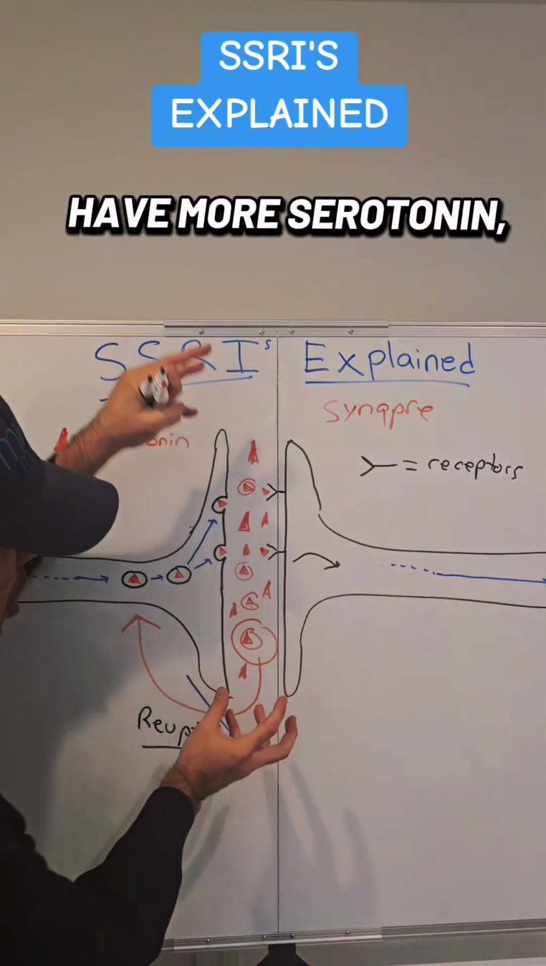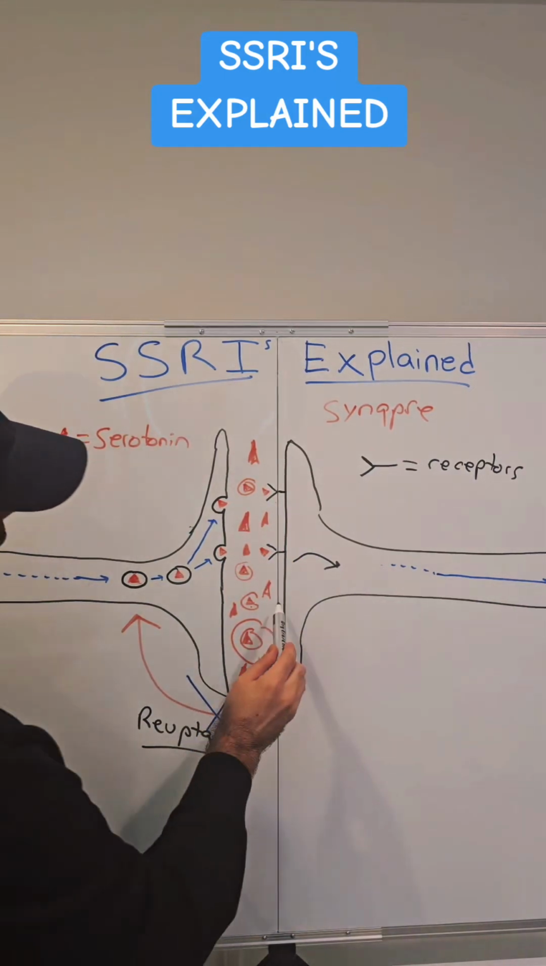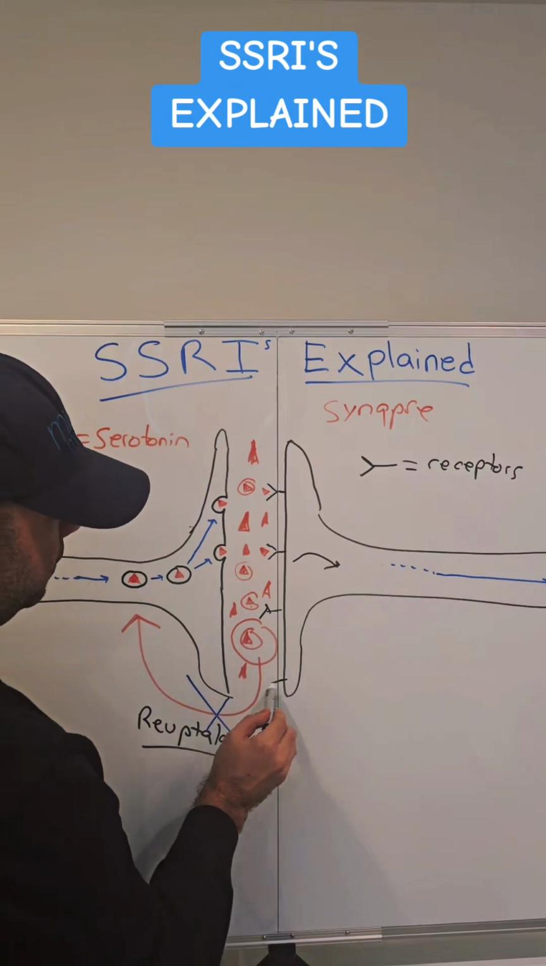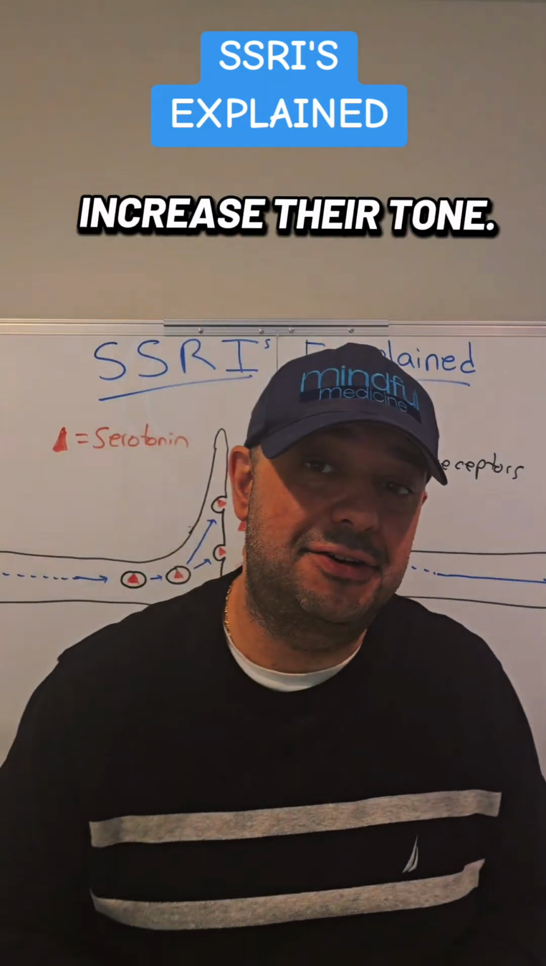And if you have more serotonin, you will have more to bind to the receptors. Understand? Because there are a lot of receptors. And you will have a lot more that could bind and therefore increase serotonin.